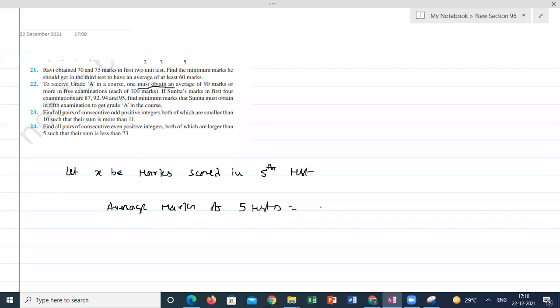is equal to 87 plus 92 plus 94 plus 95 plus X divided by 5, and it is greater than or equal to 90. Solve for X. Please solve for X and let me know what is the answer. So greater than or equal to 82.